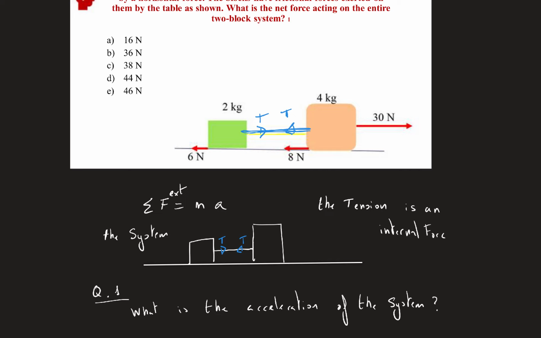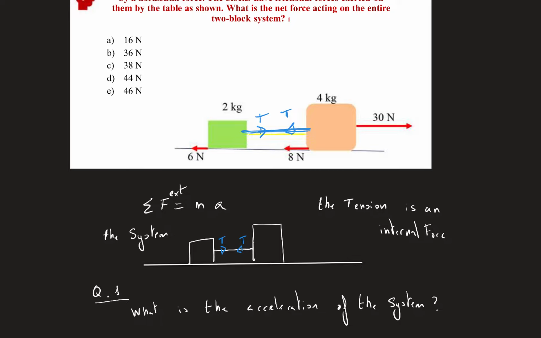And what is the internal force? The tension is an internal force between the two masses. This force, that is the force that the rope does on this mass, is an internal force. So this internal force, when you consider the whole system, the two masses, does not affect Newton's law. Newton's law, indeed, says that the sum of all the external forces is the mass times the acceleration.